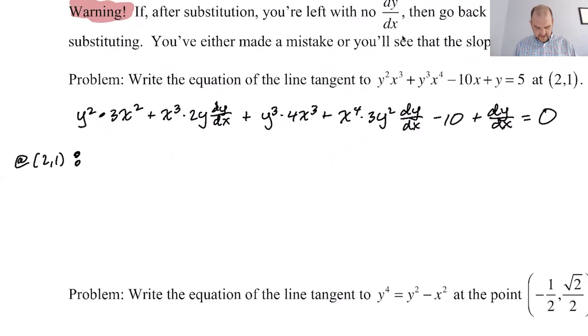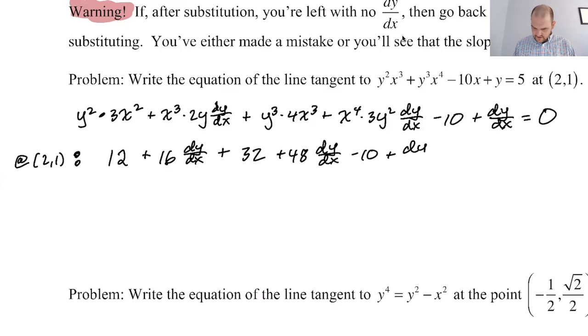So x is equal to 2, so I'll get 3 times 4 is 12, plus 8 times 2 is 16. It's like a really sad looking dy dx up above there. Plus 8 times 4 is 32, plus 4, nope, 2 to the 4th is 16 times 3 is 48 dy dx's, minus 10 plus another dy dx is equal to 0.